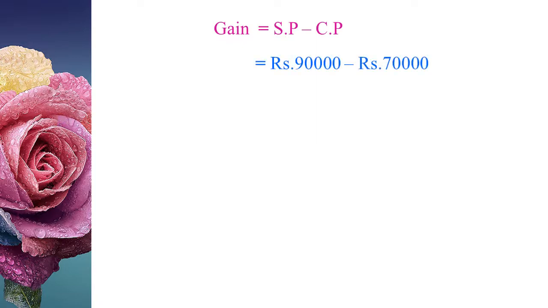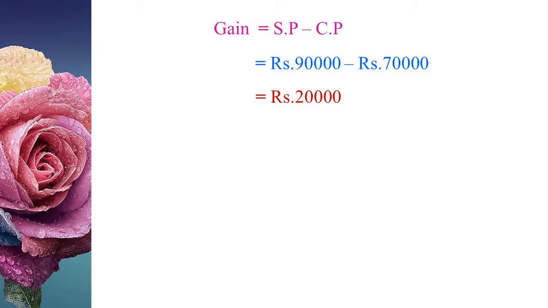Now we are going to find gain. Gain is equal to selling price minus cost price. Here, the selling price is rupees 90,000 and the cost price is rupees 70,000. So, rupees 90,000 minus rupees 70,000. So, we get rupees 20,000. So, the gain is rupees 20,000.